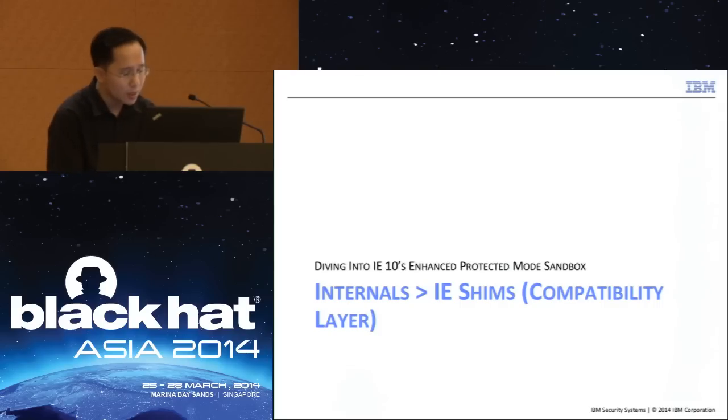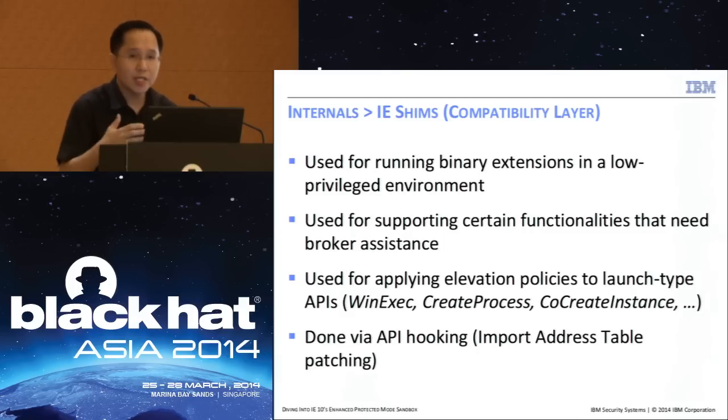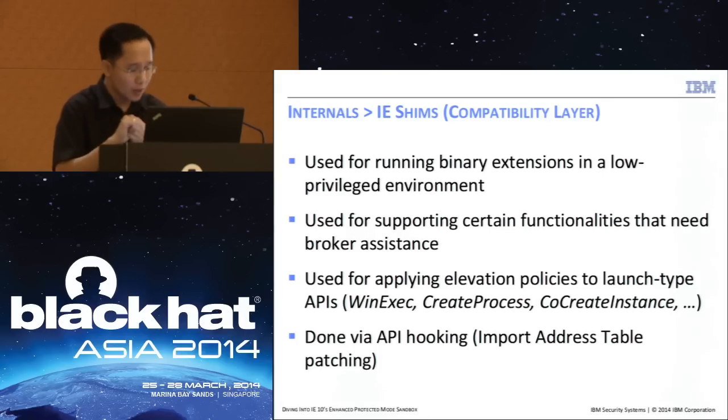So that's sandbox restrictions. Let us now take a look at the different sandbox components. The first component is IE shims. IE shims is used as a compatibility layer for extensions to run in a low privilege environment. In the sandbox process, it intercepts API calls and either rewrites them to a writable location so that the API call will succeed, or forwards them to the broker process so that the broker process will perform the API call on behalf of the sandbox process.